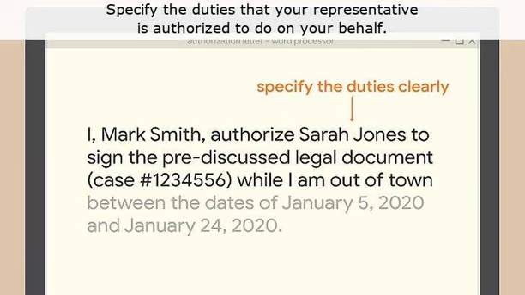Give very specific details for this authorization. If the letter is regarding your medical information, include your medical insurance number and claim information. If you need assistance regarding a legal matter, include the case number. For financial matters, include the applicable account information.